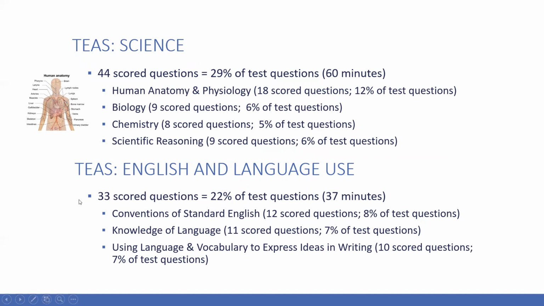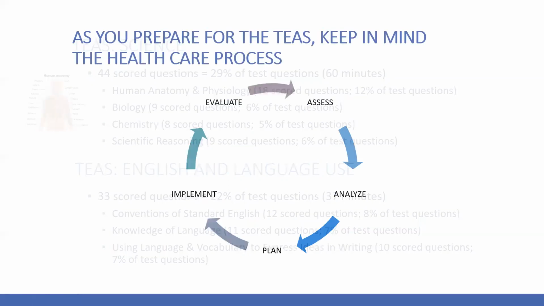And then the final section is English and language use: 33 scored questions, 22% of the total test questions, with a time allowance of 37 minutes. But I encourage you to take your time. Don't rush through this final section, and just do your best and power through it. The subcategories there are conventions of standard English, knowledge of language, and using language and vocabulary to express ideas in writing. So those are the 4 sections.